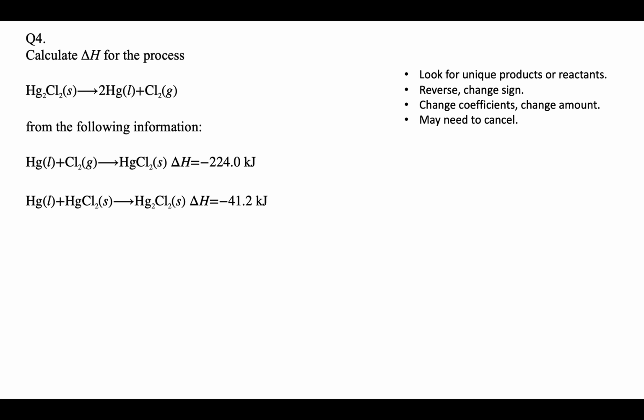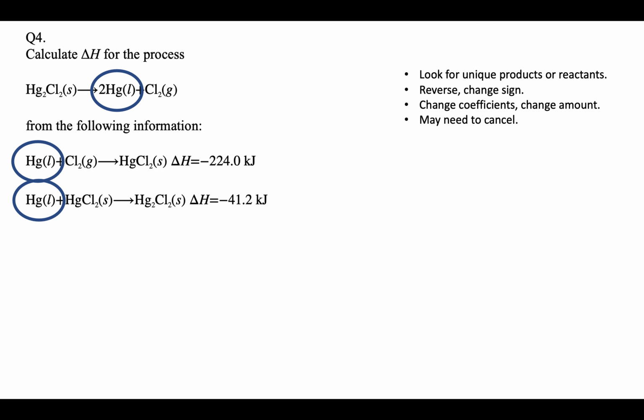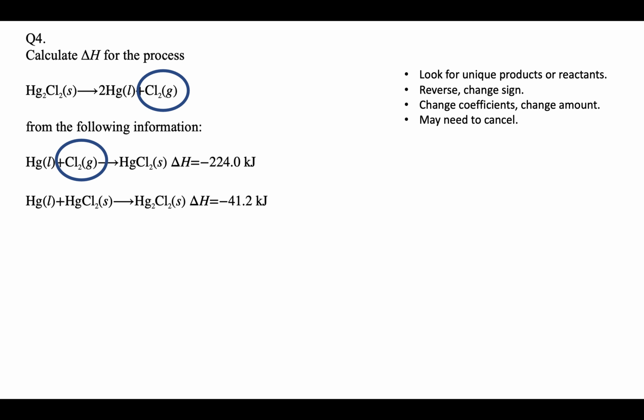So for this first one, finding a unique feature, in my target reaction here, I see that I need mercury liquid. If I look at the provided ones, it's showing up a couple times. That's not a great choice for being a unique one. CO2 would be a better choice. For CO2, I see it listed in my target equation, and I only have it listed once in the provided ones. So I know that if I get the CO2 in the correct spot using this equation, that manipulation has to be correct.